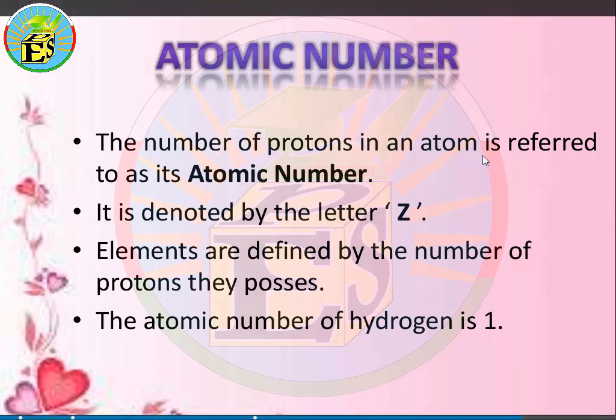The number of protons in an atom is referred to as its atomic number. It is denoted by the letter Z. Elements are defined by the number of protons they possess. The atomic number of hydrogen is 1.